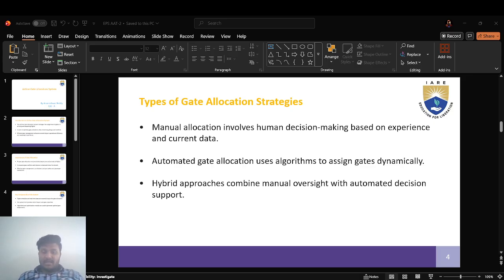Third one is hybrid gate allocation. This combines both methods. The computer suggests the best gates, but humans can review, adjust, or override these decisions if something unusual happens. It brings together speed and efficiency from automation with human judgment for tricky situations. In simpler words, computer gives suggestions but people make the final call when needed.